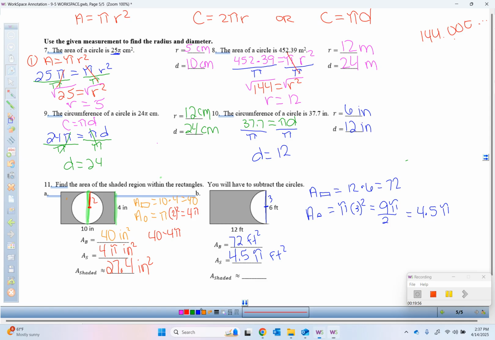So now to find the area of the shaded part, we take the whole thing, which is 72, minus 4.5 pi, and let's see what we get. Okay, and you should have come up with something like 57.9 feet squared. All right, very good.